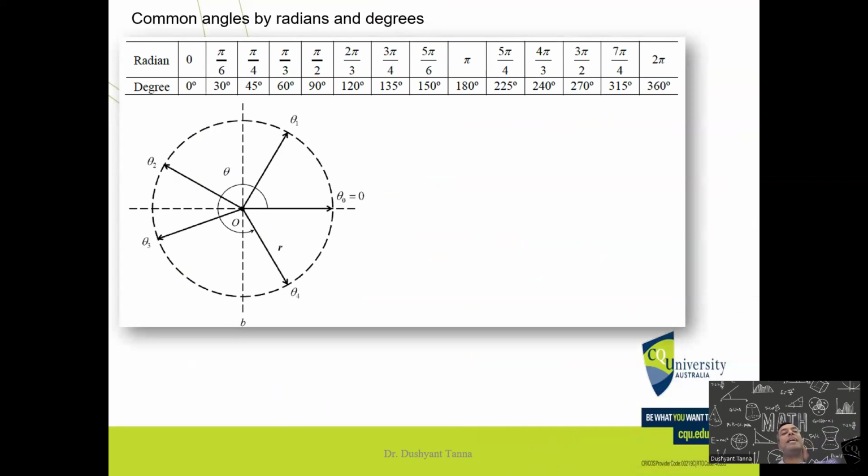Right, so these are some common angles in radians and degrees. So 0 is 0, pi, which is considered as 180 degree, pi over 6 is 30, then 45, 60, 90, and all that. We start from here, theta 1, as you keep going anti-clockwise, you get theta 2, theta 3, theta 4, and that r is the radius. You keep going. So first you traversed up to here.